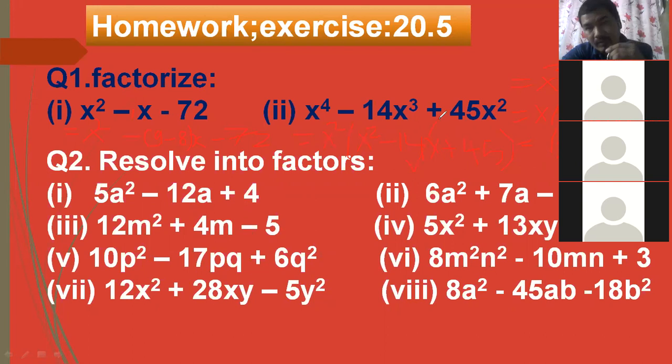Now, how to get 14? By adding. Good, because here the coefficient is one, and 1 into 45 is 45. Then how to get 14? Do you know? 9 fives are 45, and 9 plus 5, we have to write in place of 14 and then factorize. Okay?